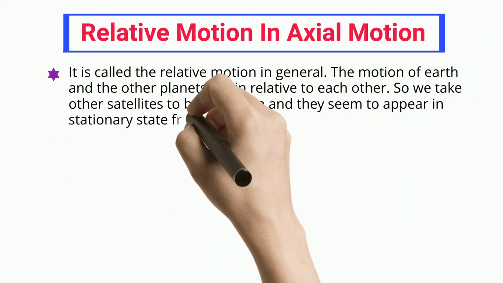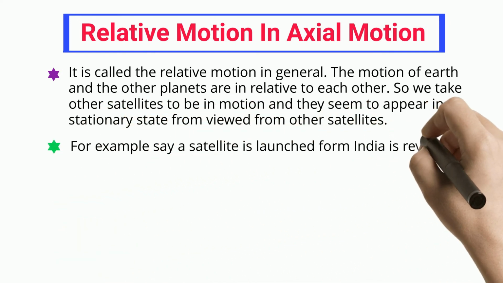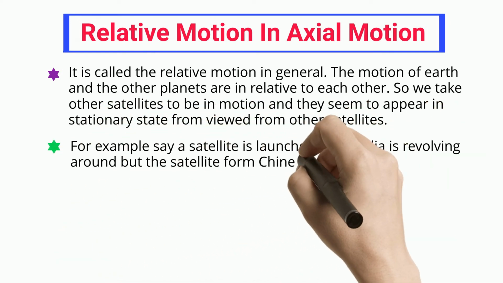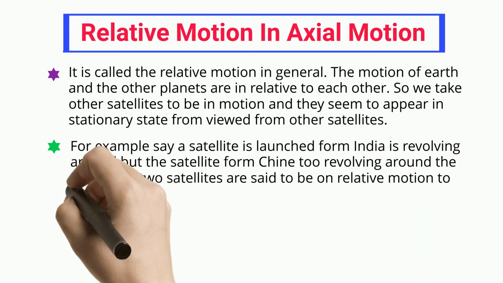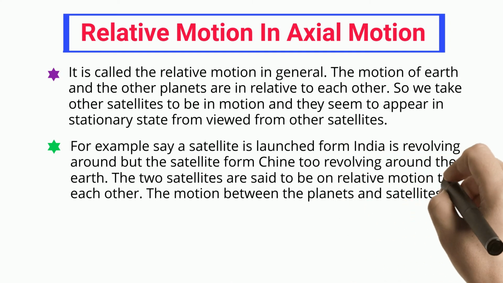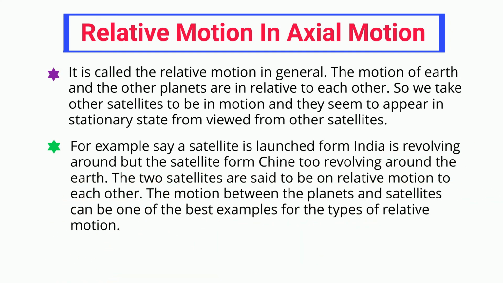So we take other satellites to be in motion, and they seem to appear stationary when viewed from other satellites. For example, say a satellite launched from India is revolving around the Earth, and a satellite from China is also revolving around the Earth. The two satellites are said to be in relative motion to each other. The motion between the planets and satellites is one of the best examples for the types of relative motion.